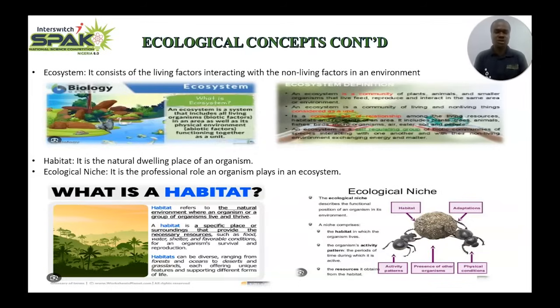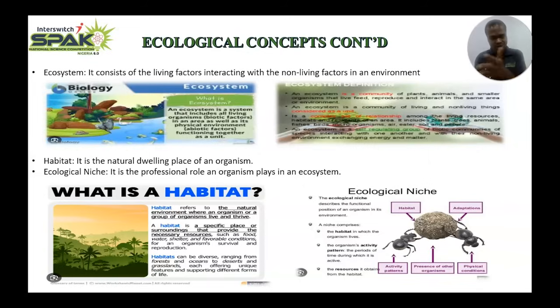The habitat refers to the place where an organism lives. A habitat is a place where an organism lives. It could be underground, when you talk about subterranean.